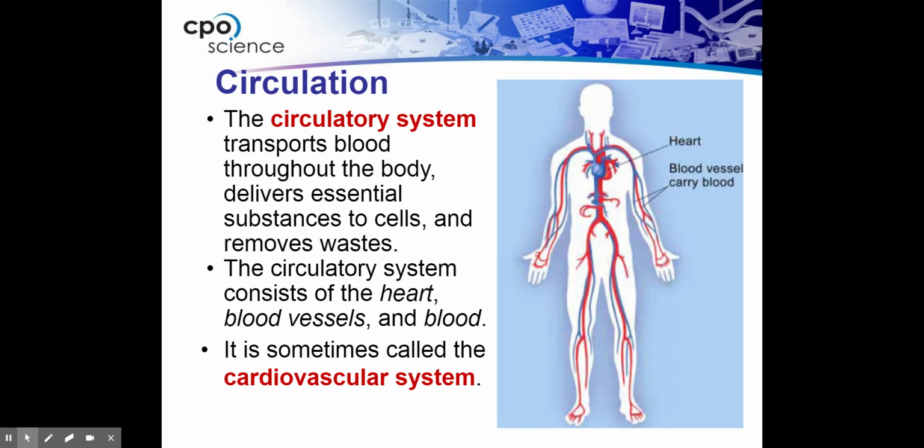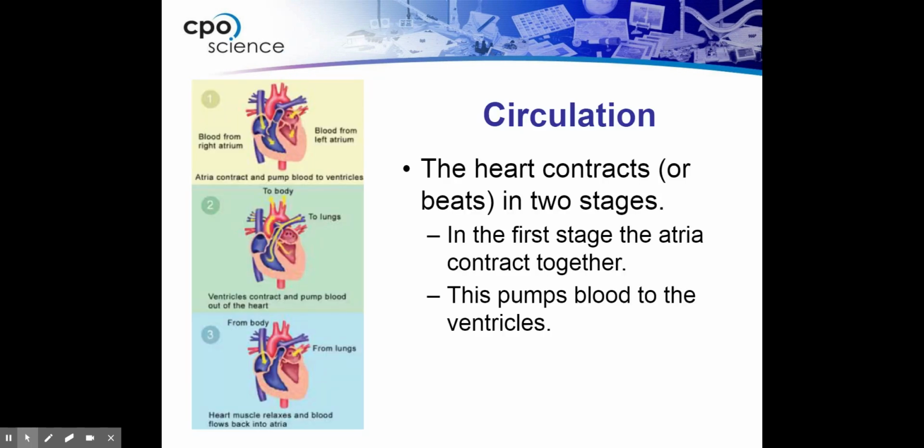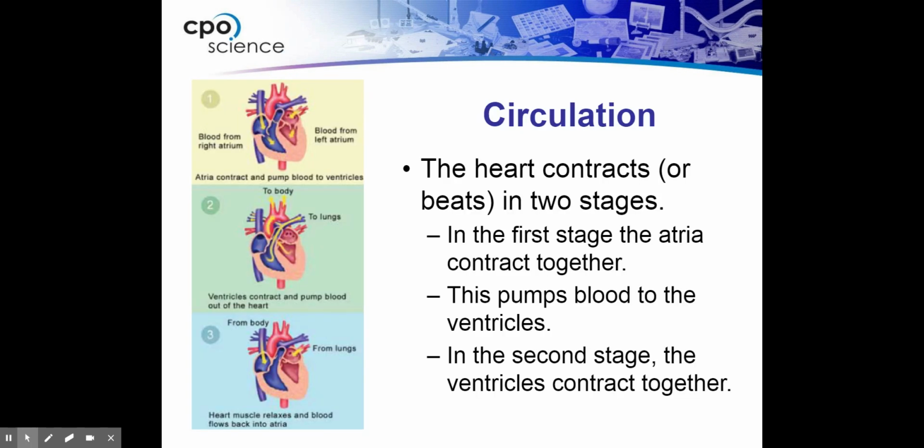Now, here we can see in this little diagram, we have the arteries colored red and the veins colored blue. No, your blood is not blue inside of your body. Circulation is caused by your heart beating in two separate stages. First, the atria, both left and right, will contract. This will pump blood into the ventricles, as you can see in the little diagram up there, number one. In the second stage, the ventricles contract, and this pushes blood throughout the body.